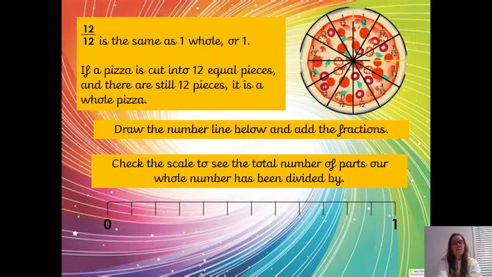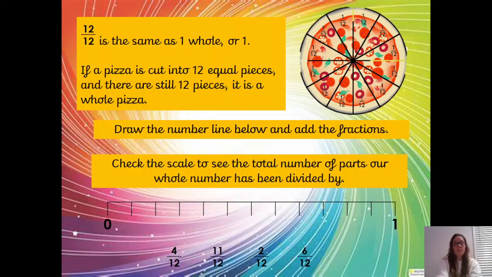Okay, so have a think, have a chat, pause the video, have a count. Okay, so we've got 1, 2, 3, 4, 5, 6, 7, 8, 9, 10, 11. This is our 12. So when it's at one whole, it's the same as this one, 12 out of 12. So we know there's 12 now. So our denominator is going to be the number 12.